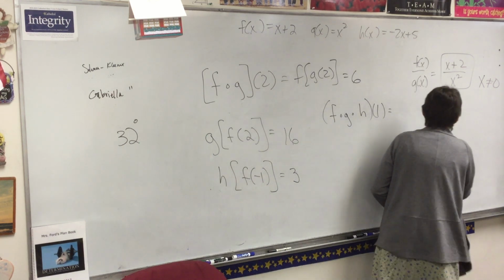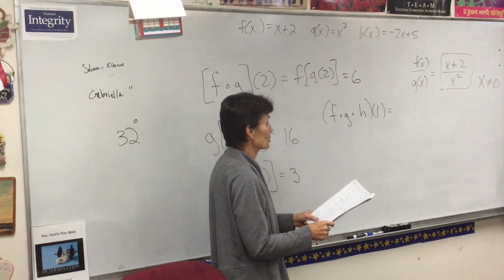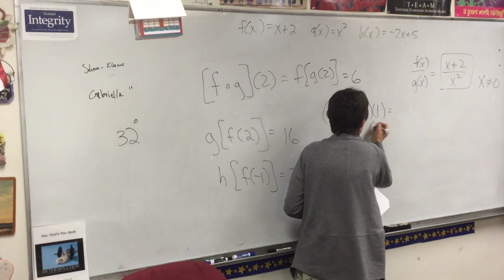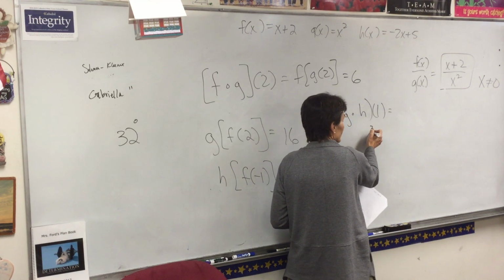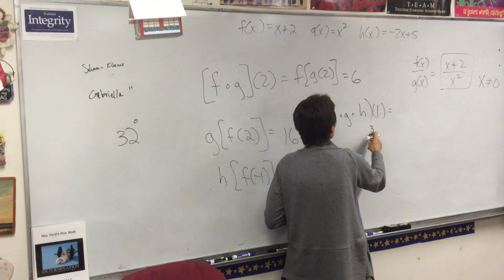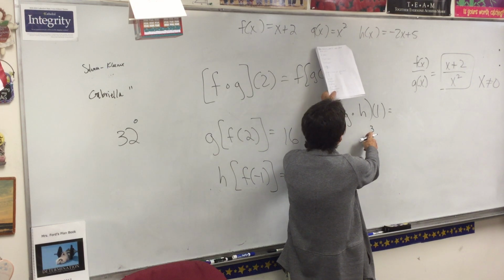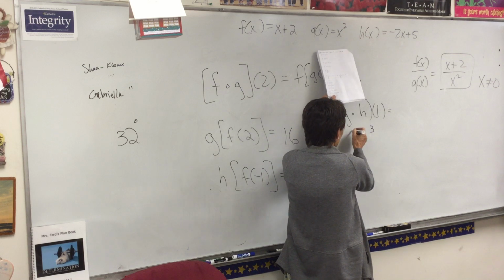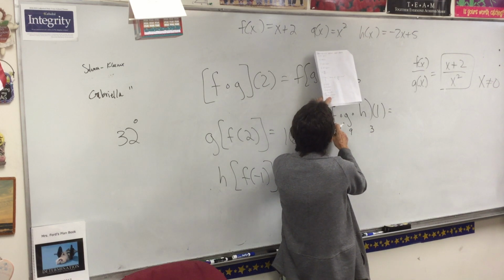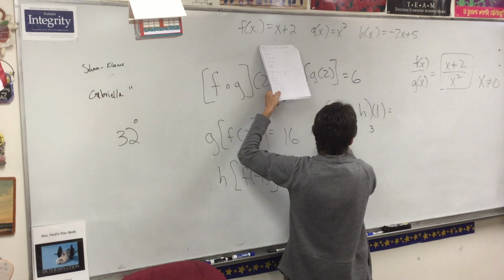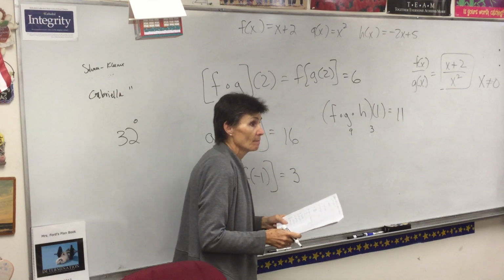What do you think we'll do here? Put 1 into H. So if I put 1 into H, that gives me 3, right? But now I'm going to take the 3 and put it into G, and I will get 9. And then I'll take the 9 and put it into F and get 11. There's your answer. This seems so much easier than last year.